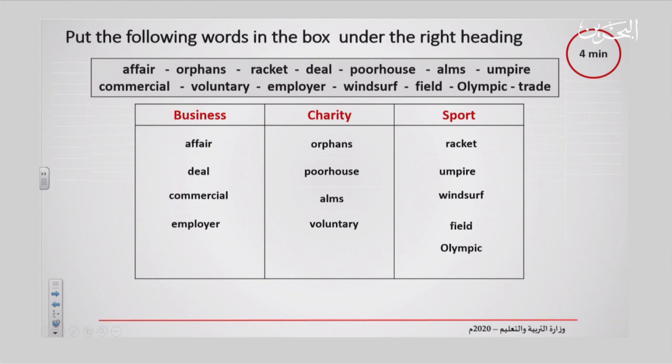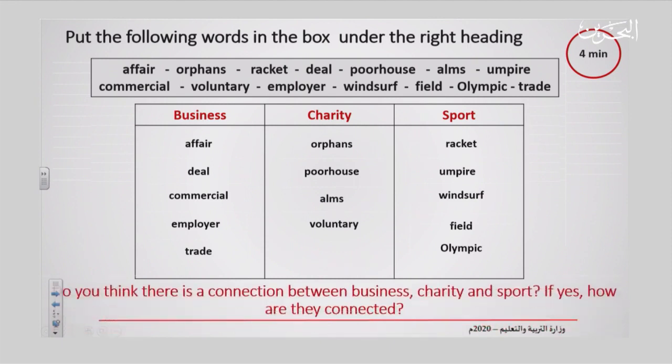Olympic also goes under sport, and it is a number of games that is played, like the World Olympic. For trade, it goes under business, because a trade means that you exchange certain things in business. So these are the words that we can use in each category. Now, do you think there is a connection between these three categories: business, charity, and sports? And if yes, then how are they connected?